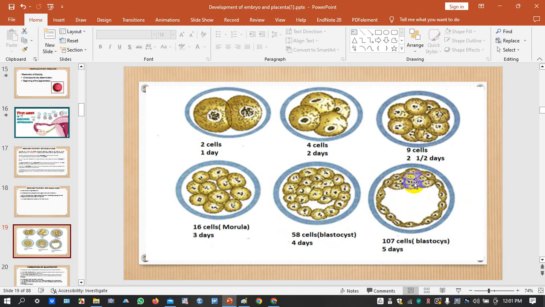So we have the inner cell mass, or the embryoblast, which produces the fetus, and the outer cell layer, which is called the trophoblast, which produces the placental membrane, the fetal membranes, or the placenta and the chorion.